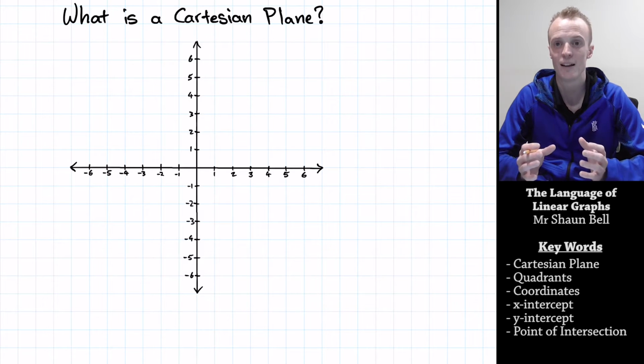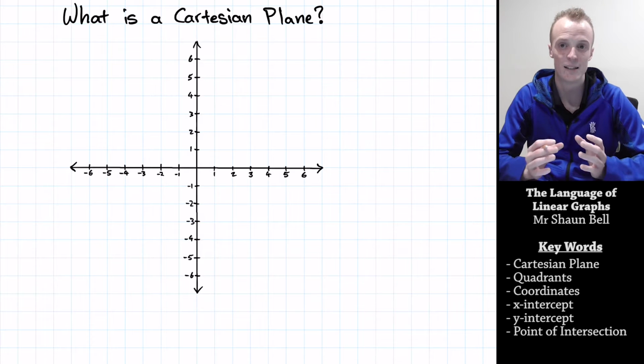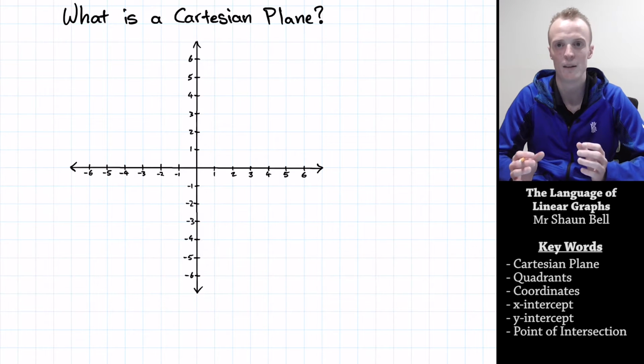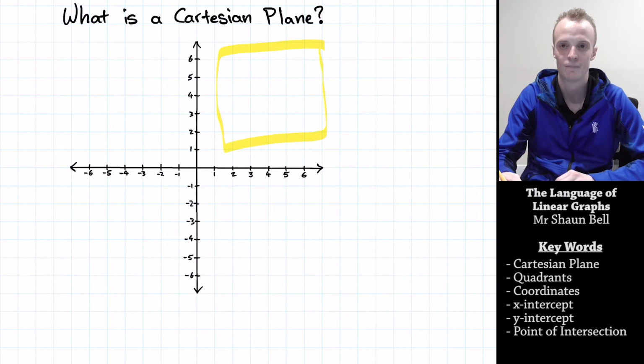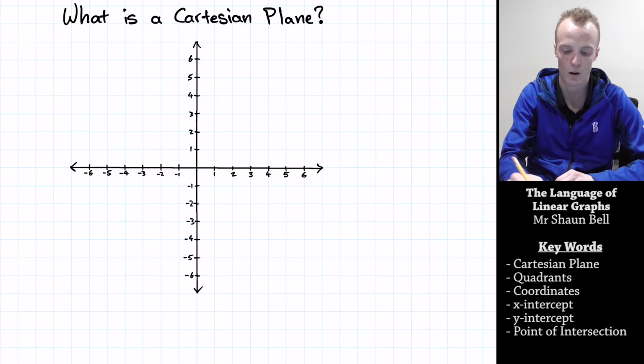A Cartesian plane is where we draw our graphs on, and it consists of 4 different quadrants. Now the first quadrant on a linear graph is the quadrant that a lot of people are probably familiar with. It's where everything is positive, and it's located in the top right corner here. So we refer to this quadrant as the first quadrant.